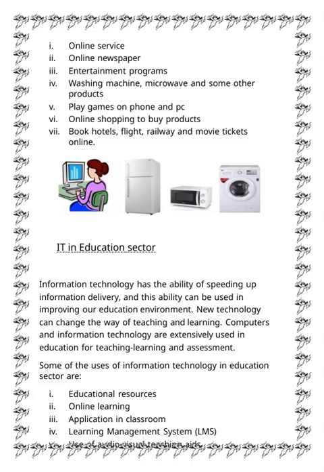Now, let's look at some everyday examples of online services that have become a part of our lives. We have online newspapers, which keep us updated with current events instantly. Then there are entertainment programs, think streaming platforms and online channels, that offer us movies, series, and shows anytime we want. We also use appliances like washing machines and microwaves, which are now smarter and often connected to the internet for better control and efficiency.